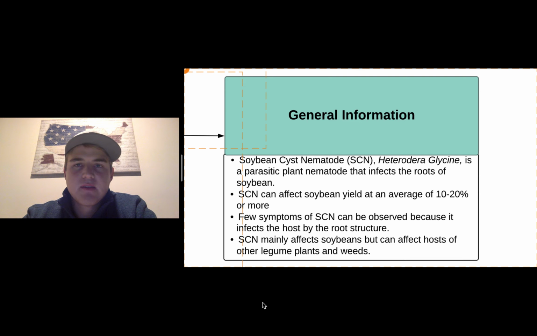A few symptoms of soybean cyst nematode are generally not observed, and that is because, like we said, the infection occurs from the roots, and that's where you're going to be able to find the cyst itself. Ultimately, the soybean can be infected by legume crops or other weeds, but generally the host itself is the soybean.